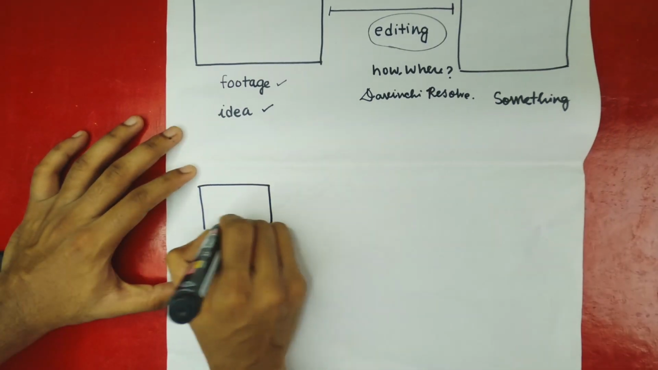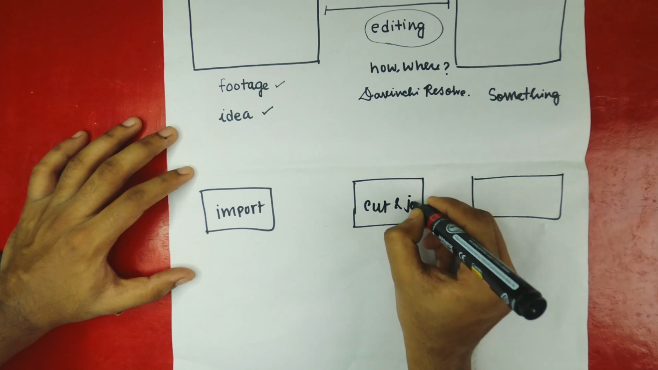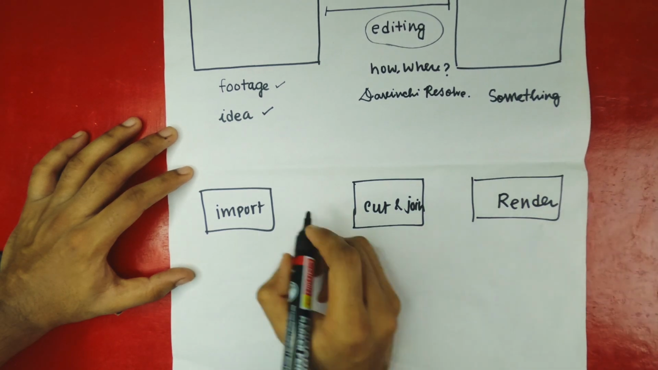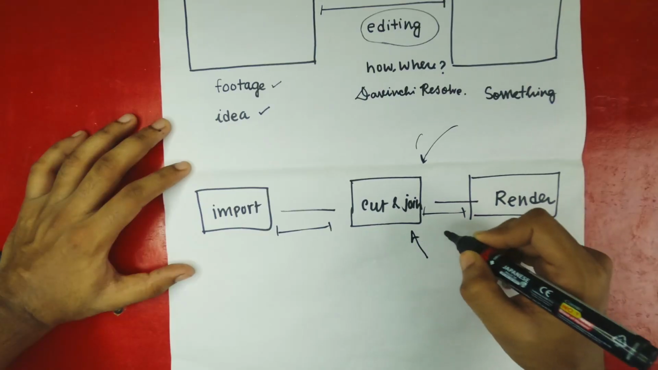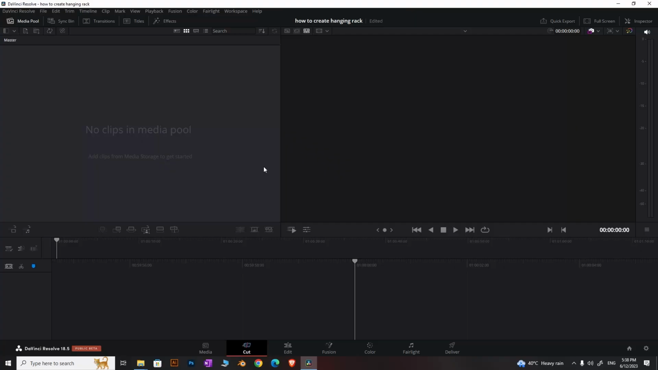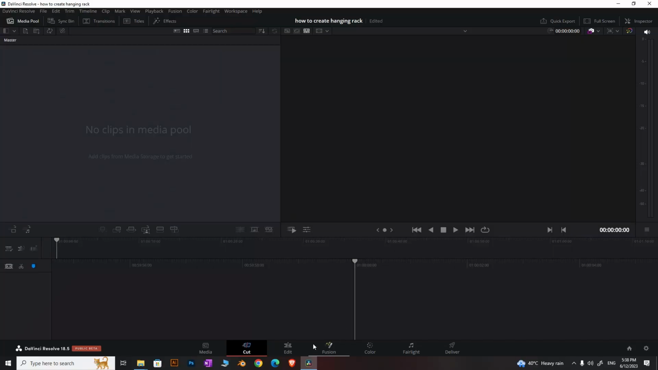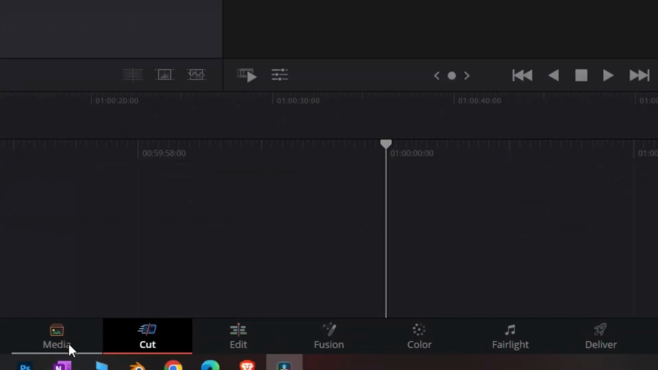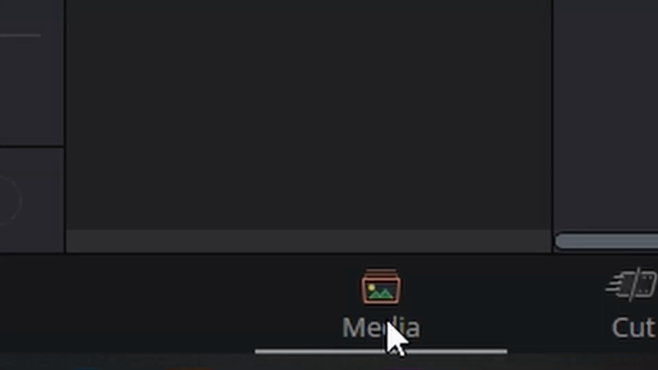So basically 3 steps. You import, you cut and join, and then you render. In between that, you just generate proxies, color grade, effects, and all that stuff. But basically that is all. But before that, you'll be like, what is this? There's so many pages. Chill. So basically what I'm gonna be using in this tutorial is the media page, the edit page, and the deliver page. First, come to the media page.